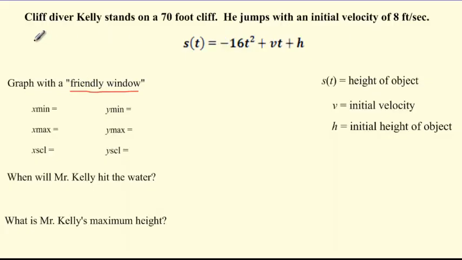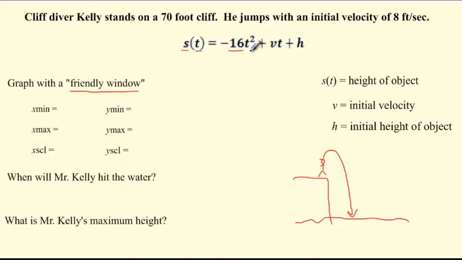So let's look at cliff diver Kelly. He loves to go cliff diving. 70-foot cliff. So here's a cliff. And here's some water down here. And here's Mr. Kelly. He's going to dive into the water here. So we want to represent this. This is that vertical motion of Mr. Kelly's height over time. So S is his height as it changes over time.